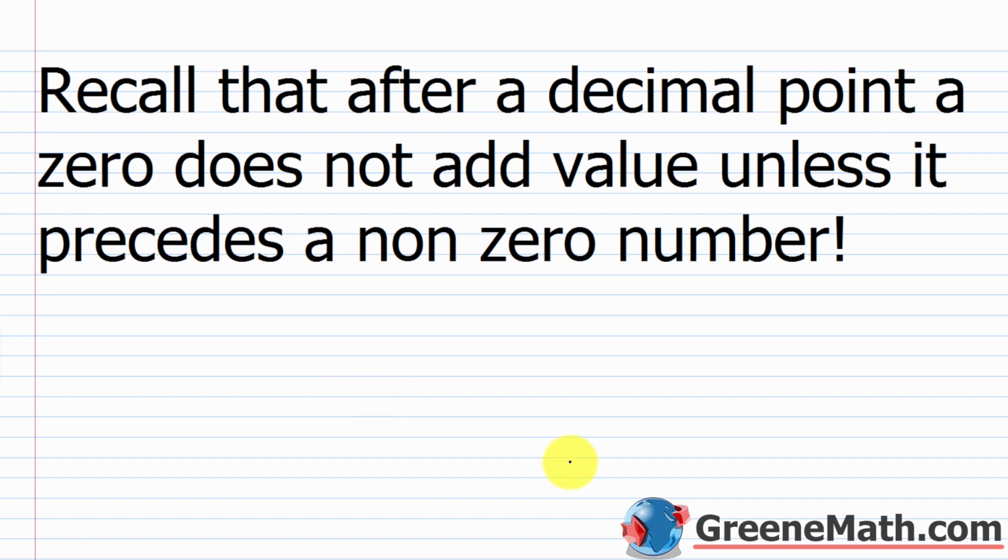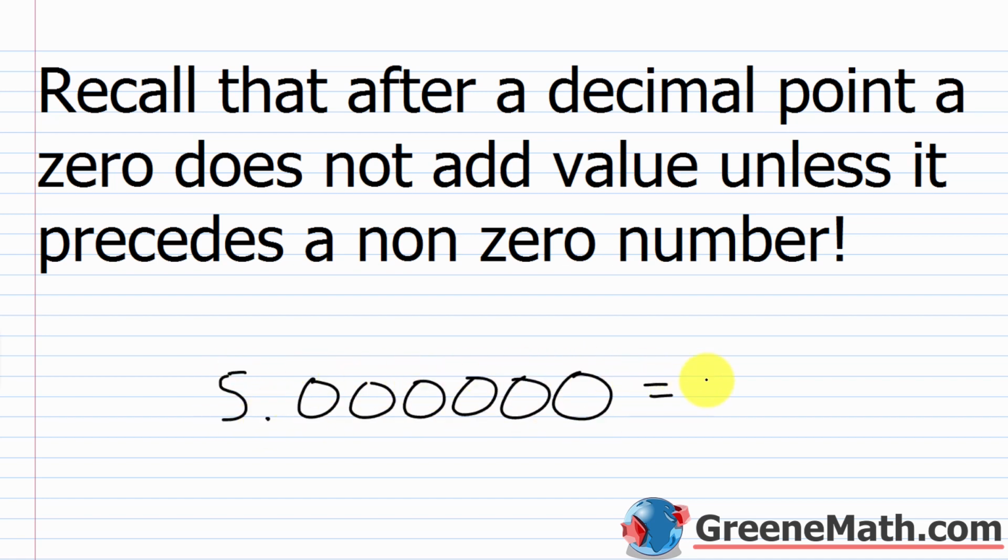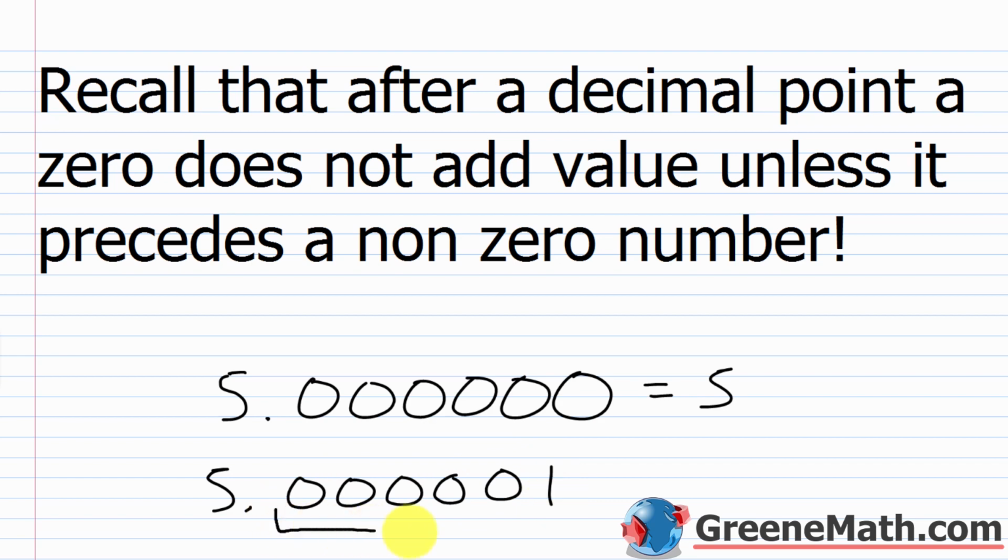I want you to recall that after a decimal point, a 0 does not add value unless it precedes a non-zero number. So something like 5.000000 is still 5. Where you run into problems is if you had something like 5.000001. Well, these zeros do matter now, because they precede a non-zero digit. But if you don't have anything other than 0, you can put as many as you want. It doesn't matter. You're not adding value to the number.